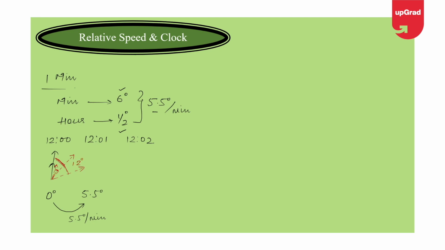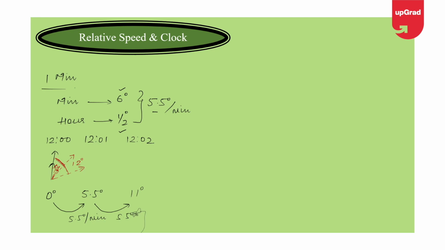Similarly, our hour hand would be somewhere here. Since the hour hand travels half a degree per minute, in 2 minutes it would have traveled 1 degree. So what is the new angle now? Definitely the new difference would be 11 degrees, which is another 5.5 degrees per minute. So now I can actually use this concept.